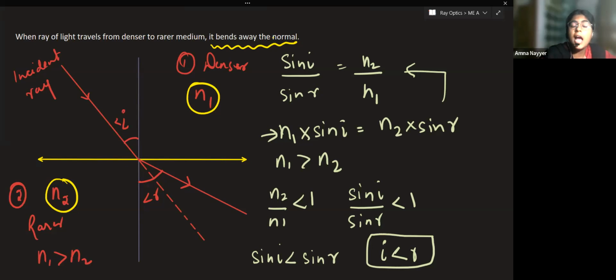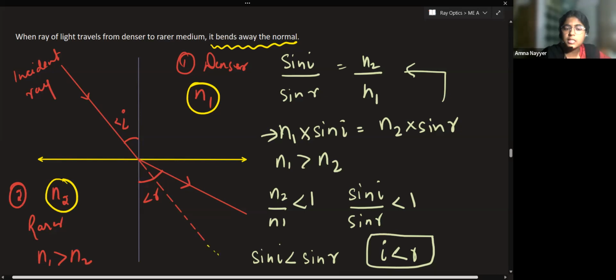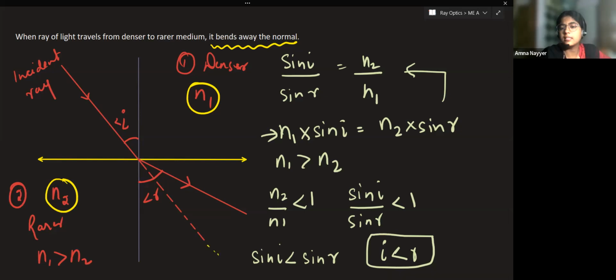So how do you determine away or towards the normal? Check the path of the incident ray. If this ray didn't get refracted, the incident ray would have covered this path. So away from the normal means this. This is going away from the normal. Understood? This is your normal, and you are moving the ray away. Fine. So if your light travels from denser to rarer, why is this important?